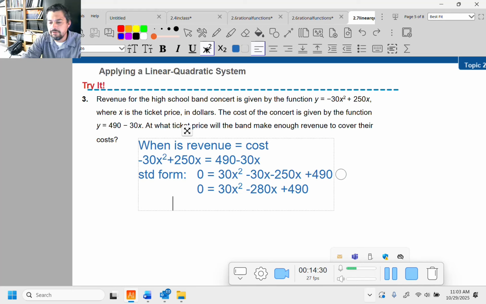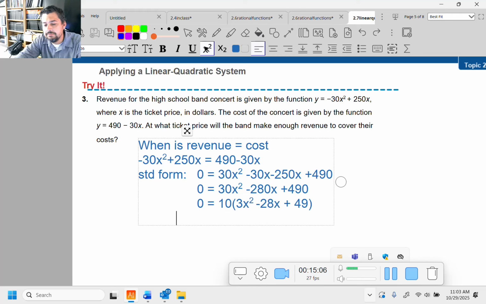A little curious if this thing factors or not. Everything's divisible by 10. I know that much. See if there's anything else that's more apparent to me. My brain is tired. So do 3, 28, and 49 have any common factors? They do not have any common factors. Does it factor? Yes, it does.